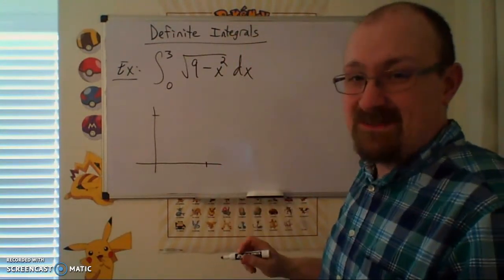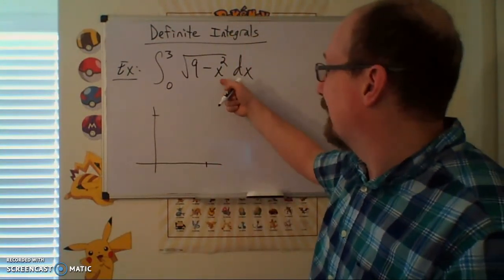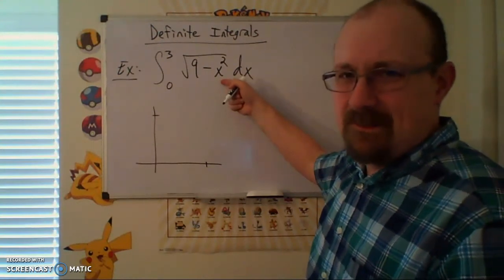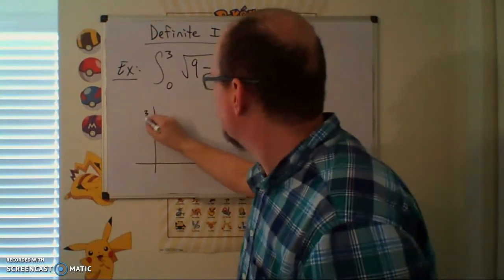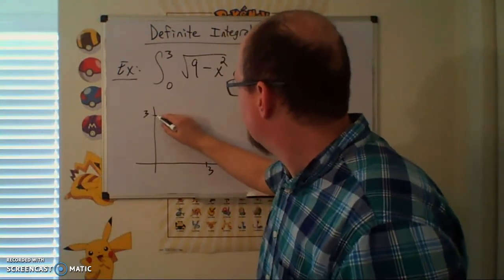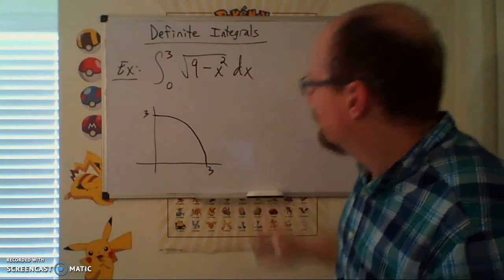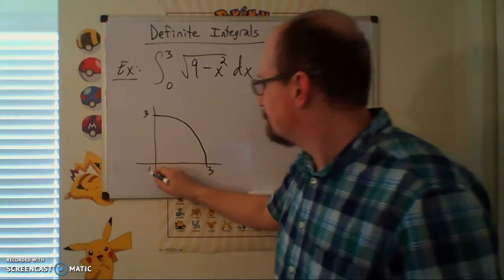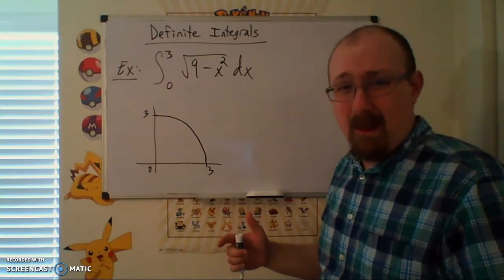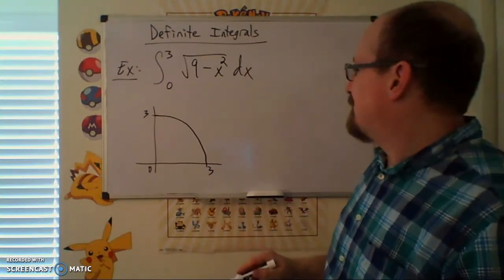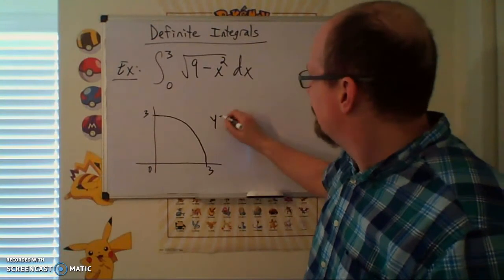You'll be able to figure out the x and y intercepts pretty easily, because if you plug in x equals 3, you get 0, and if you feed in x equals 0, the square root of 9 is in fact 3. So we get something that looks kind of like that. And again, it may look vaguely like a parabola. It's actually not.